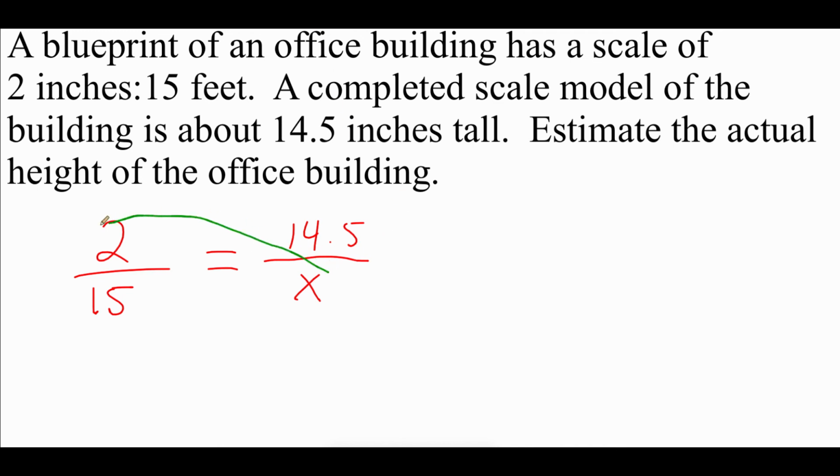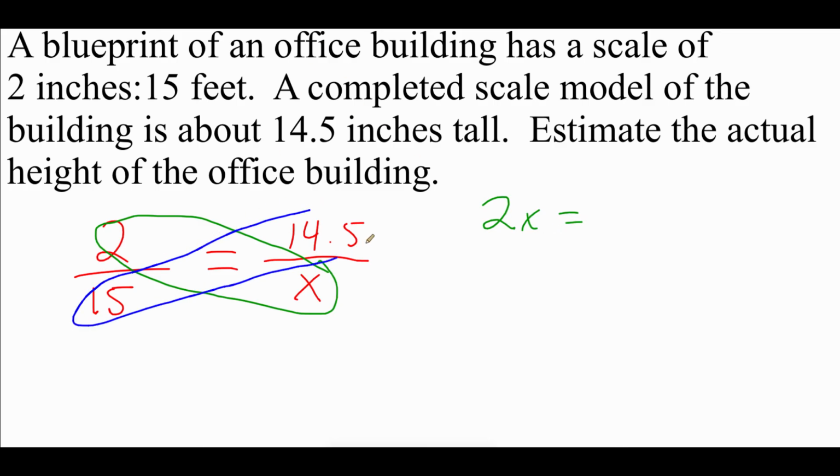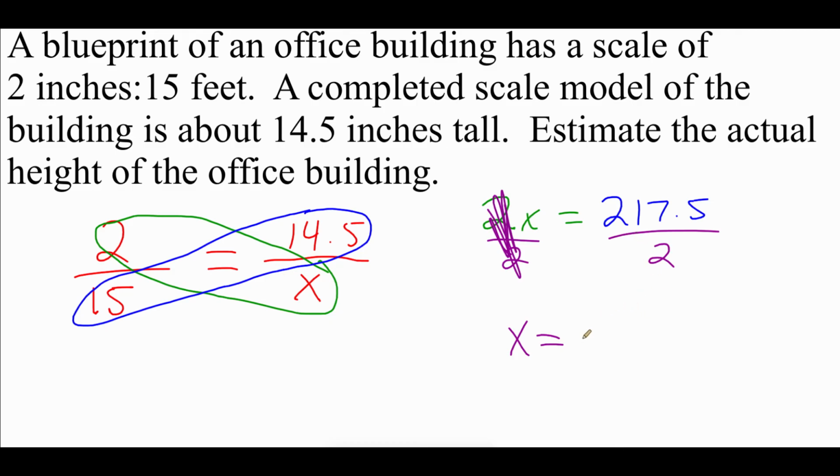So the first thing that I'm going to look at is this diagonal where we've got the 2 and the x. 2 times x is 2x. Then we've got our equal sign in the middle. Now if we look at the other diagonal where we're taking 15 times 14.5, when we multiply those together, we get 217.5. Now I still need to get this x alone, and right now it's 2 times x. So in order to get rid of times 2, I'm going to divide both sides by 2. So the times 2 and the divided by 2 cancel each other out, leaving me with x equals. And then on the right-hand side, if I take 217.5 and divide it by 2, I get 108.75.